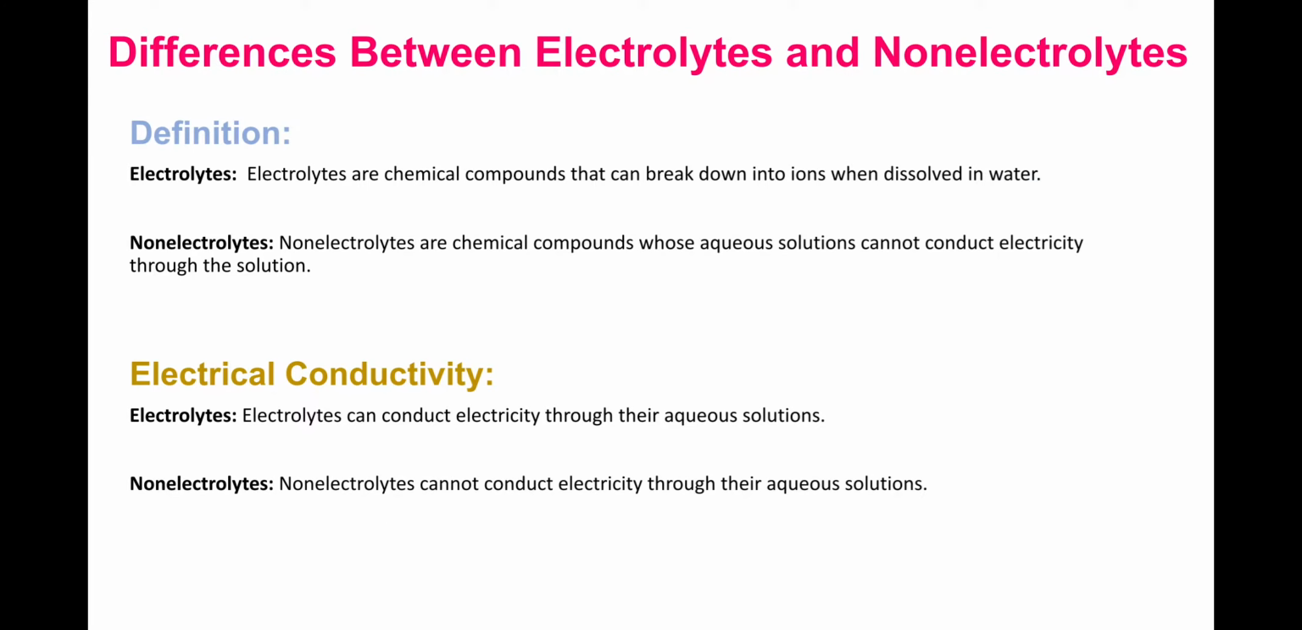Differences between electrolytes and non-electrolytes. Difference in definition. Electrolytes are chemical compounds that can break down into ions when dissolved in water, while non-electrolytes are chemical compounds whose aqueous solution cannot conduct electricity through the solution. Electrical conductivity. Electrolytes can conduct electricity through their aqueous solution. Non-electrolytes cannot conduct electricity through their aqueous solution.